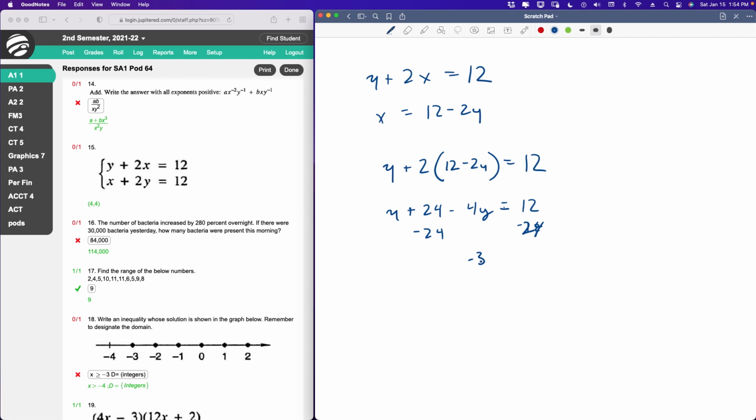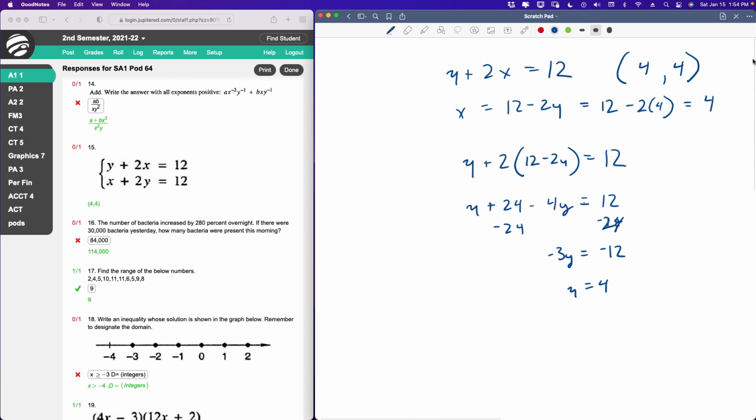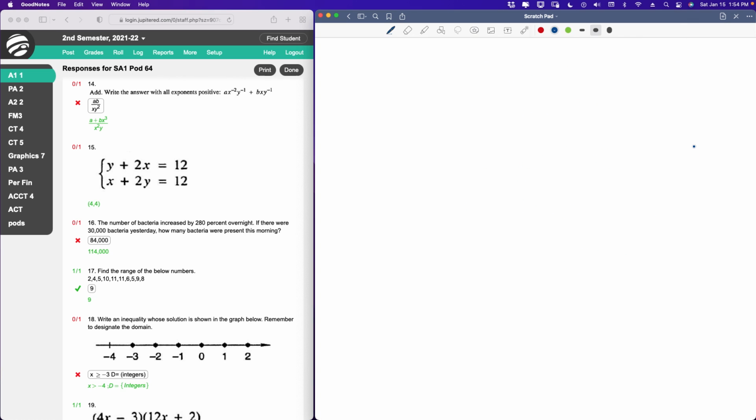And I get negative 3y is equal to negative 12. Y is equal to 4. So I'd write my answer. That would be the x, and this is the y is 4. So now I'm going to take this, and I'm going to say that 12 is equal to, not equal to, 12 minus 2 times 4, which is 8, is equal to 12 minus 8, which is 4. So that's 4 and 4. And that would be how you get those answers here. All right, let's clear the page of this and move on to the next one.